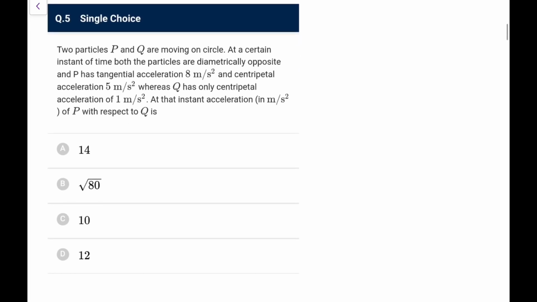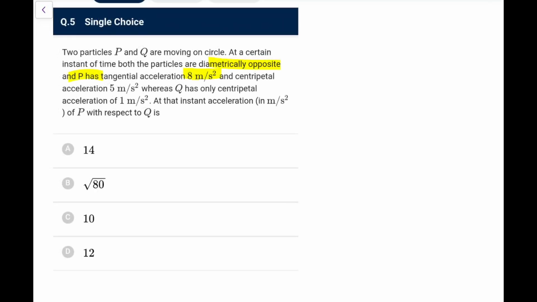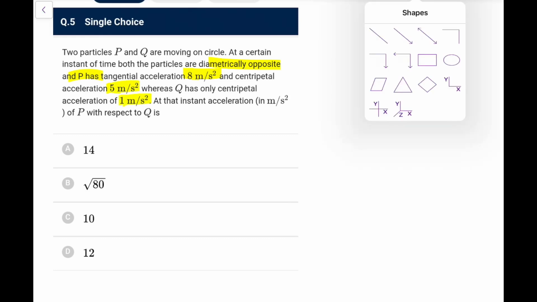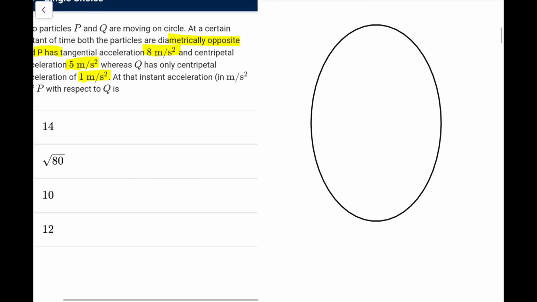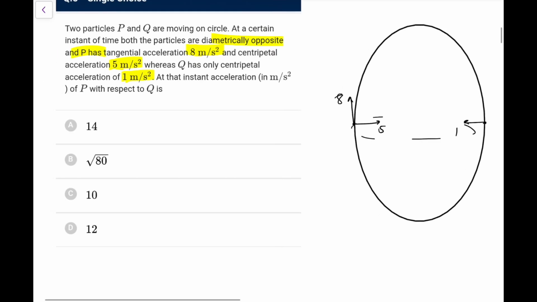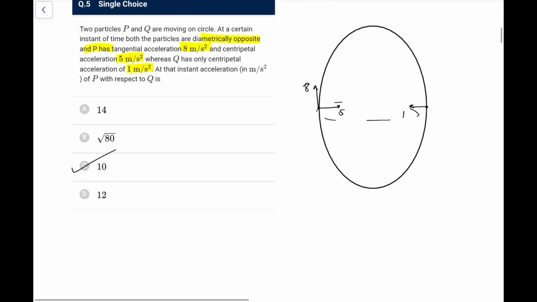Two particles are moving on a circle at a certain instant of time. Both the particles are diametrically opposite and P has a tangential acceleration of 8 and centripetal of 5, while Q has only centripetal of 1. So if I draw it like this, let's say both are diametrically opposite. P has a centripetal acceleration of 5 here, it would be 1 here, and it's 8 here. So if I do this relative, this will become 5 and 1, 6, 6 and 8, so the resultant would be under root 6 square plus 8 square. I can directly go for 10 meter per second square. It would be the relative acceleration.